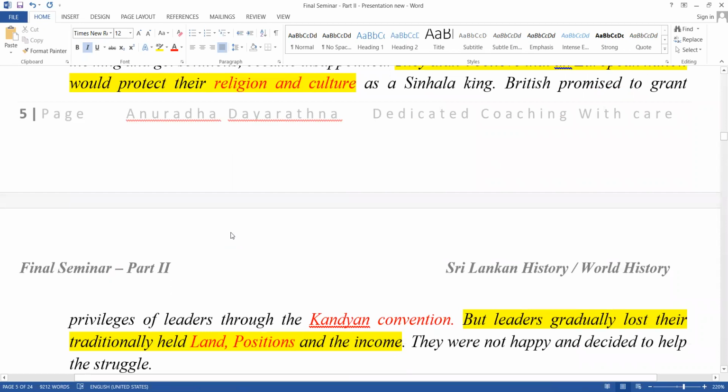Okay, then privileges of leaders. Through the Kandyan Convention they promised to give all the privileges of the Kandyan leaders as they were during the time of the king. But leaders gradually lost their traditionally held land, positions, and income. So that's why they contributed to this struggle.